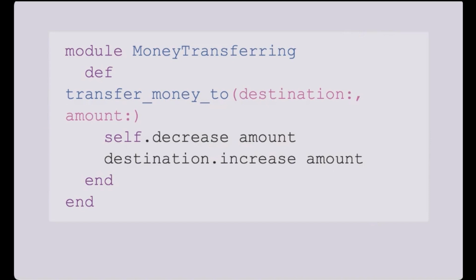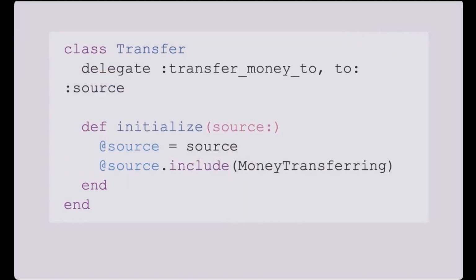The beauty of this pattern in Ruby is that Ruby allows us to inject modules at runtime. So the context might look like this. I initialize a transfer class with a source. And at the moment I initialize it, I also include this money transferring module and delegate the transfer money to method to the source. This is leaving out some boilerplate, et cetera, but just to get the point across. At this very second, I have mapped two roles. I have mapped the source to one bank account, and I have mapped the destination to another bank account.